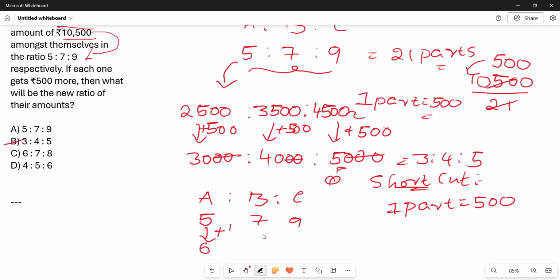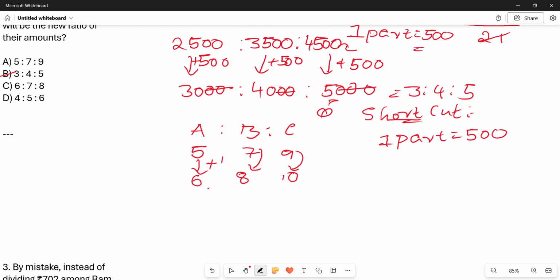Definitely it will become 6. Can I add one part to the 7? It will become 8. Can I add one part to 9? It will become 10. So the final answer is 2 3s are 6, 2 4s are 8, 2 5s are 10. So 3 is to 4 is to 5 is the answer.